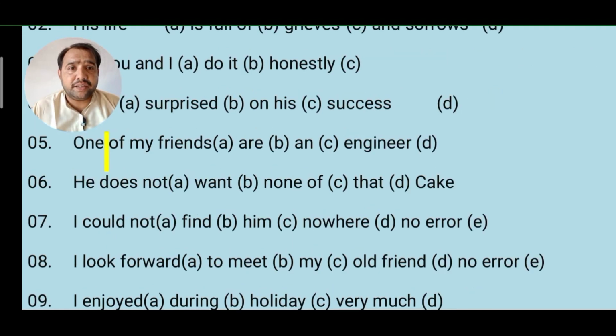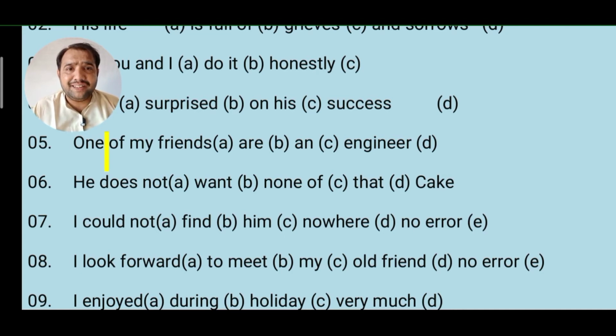The sixth sentence, he does not want none of that cake. Guys, here you will notice in the first part that we have already used not. So when we are going to use not, in the second part we should not add none of that cake, because none never agrees with not or no. So here when we place not, we should replace none with any. Because when we make sentences in interrogative or negative form, we need any, but when we make a positive statement, a positive sentence, we need some.